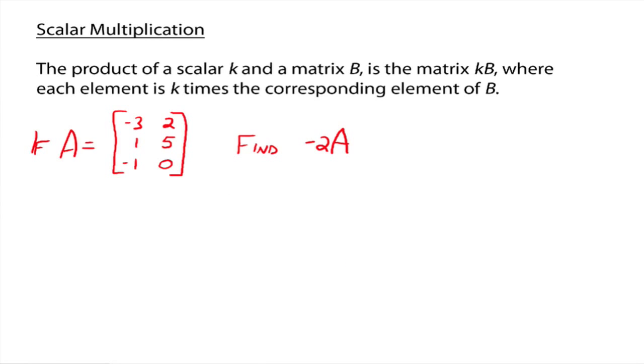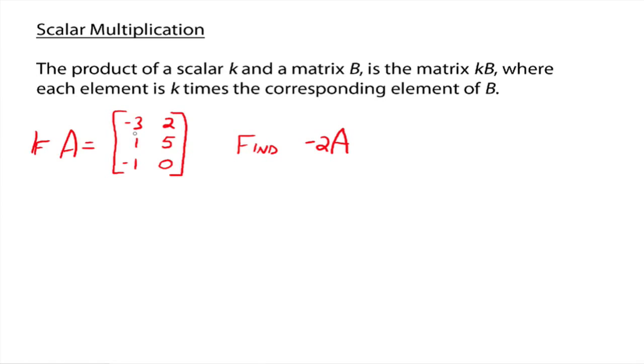Alright, so then we've got this thing called scalar multiplication. Now, scalar multiplication, everybody know what a scalar is? A scalar is just a real number. That's it. So we're just taking a real number and multiplying it by a matrix. And this is how it's defined. The product of a scalar, a real number k, and a matrix B is this new matrix kB, where each element of that matrix is k times the corresponding element of your matrix B.